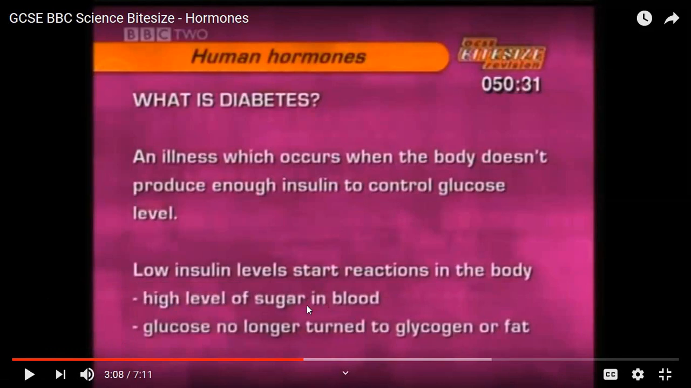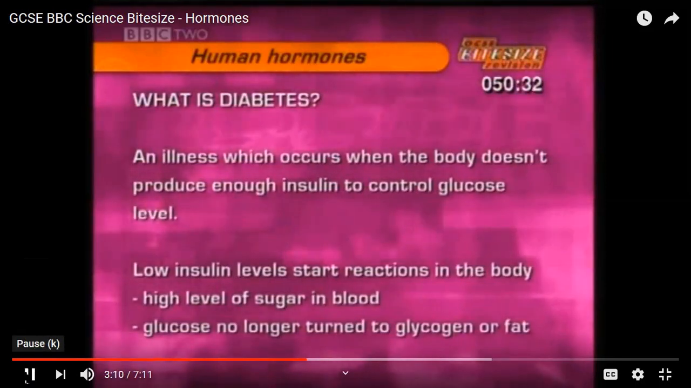If you have a lot of sugar in your blood, you're going to have some serious problems. You're not even turning the glucose into fat or glycogen because there's no insulin to do that. You're going to have problems. So get this page down, guys, and as soon as you do it, tell me. Okay, let's move on.